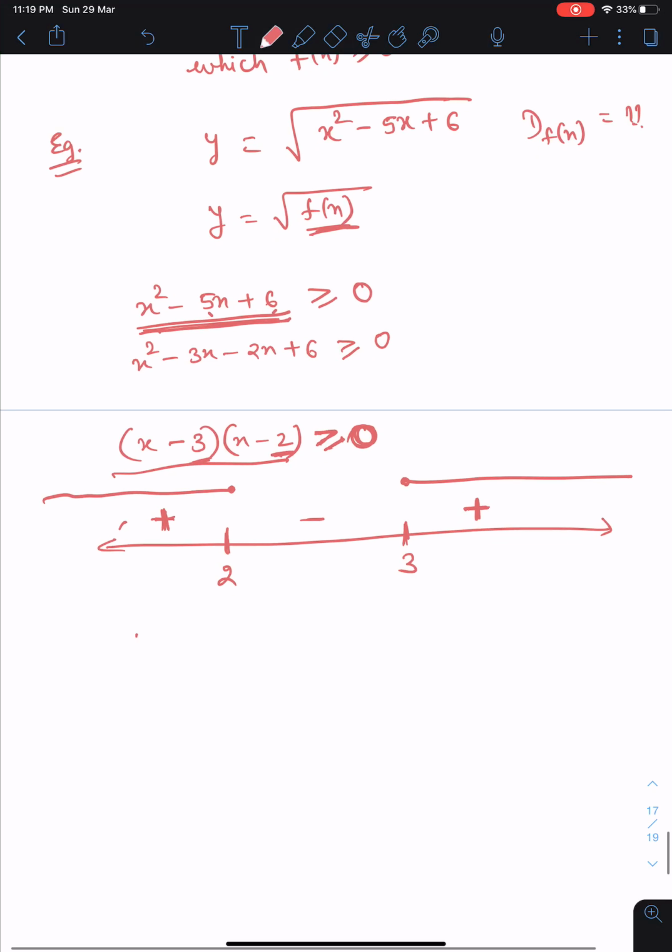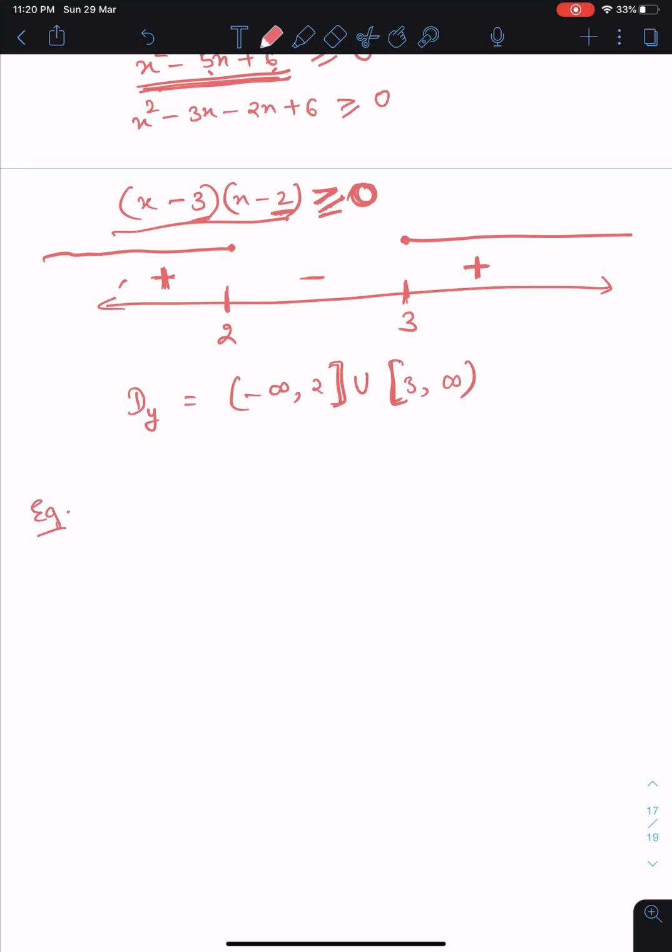So what is the domain of y? Your answer will be minus infinity to 2 including, union 3 to infinity. Again, why am I including 3 and 2? Because here the inequality sign has an equal to sign, greater than or equal to. If it had been only greater than, then you would have to exclude 2 and 3. Okay, I hope this is clear.